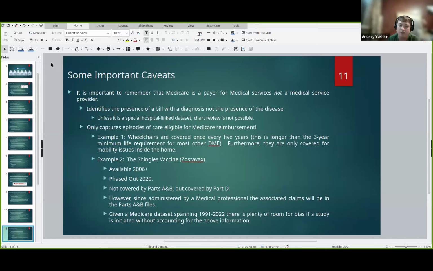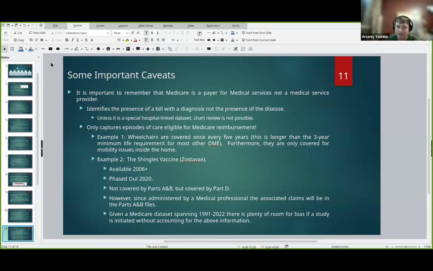So, for example, a good example is wheelchairs. The rules say that they're covered once every 5 years, right? Most people use at most a 3-year look back for their claims algorithms. Even more people just look 1 year backwards. So if you use the 1-year algorithm or use a 3-year look back, you're going to miss a lot of people with wheelchairs because they cycle every 5 years.